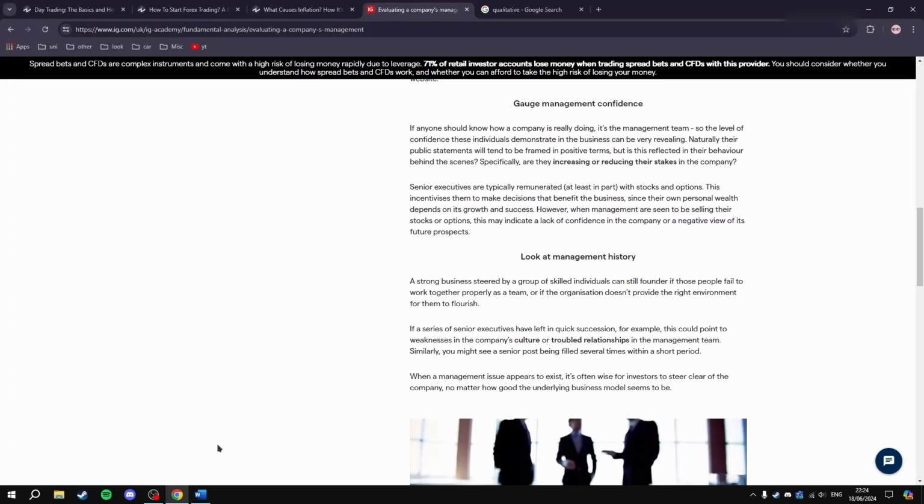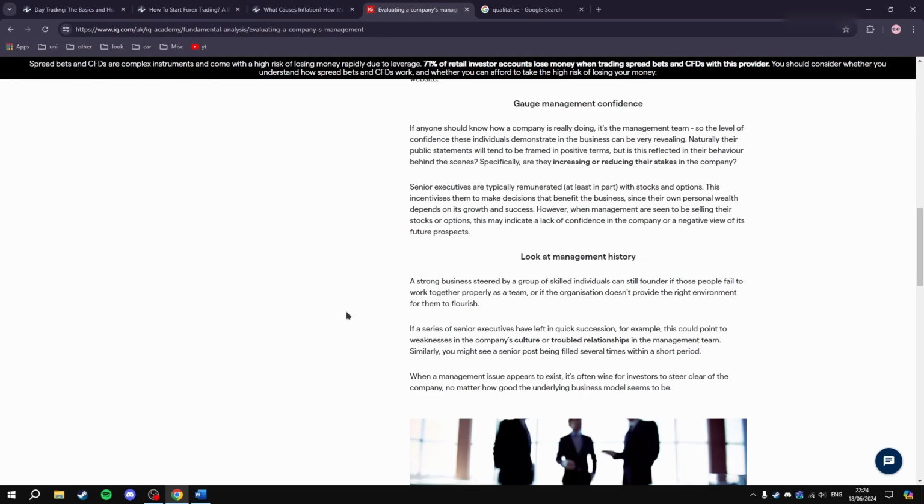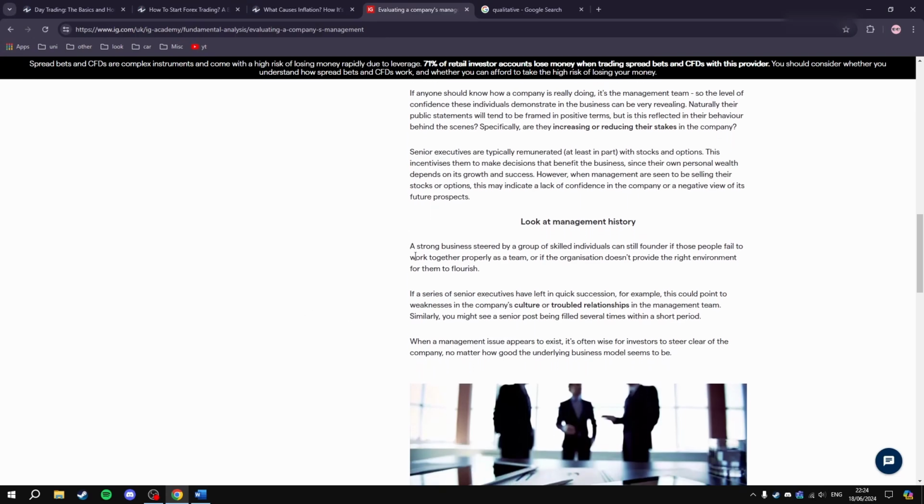Gauge management confidence. If anyone should know how a company is really doing, it's the management team. So the level of confidence these individuals demonstrate in the business can be very revealing. Naturally, their public statements will tend to be framed in positive terms, but is this reflected in their behavior behind the scenes? Specifically, are they increasing or reducing their stakes in the company?